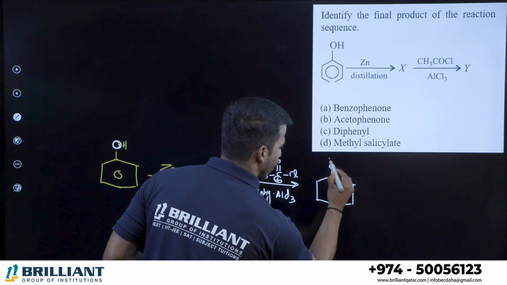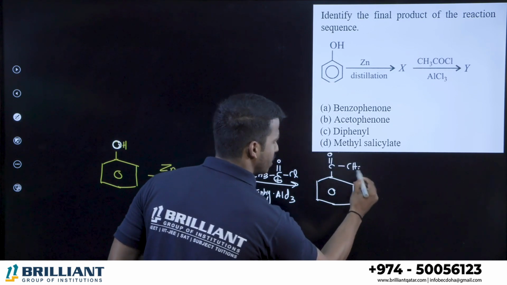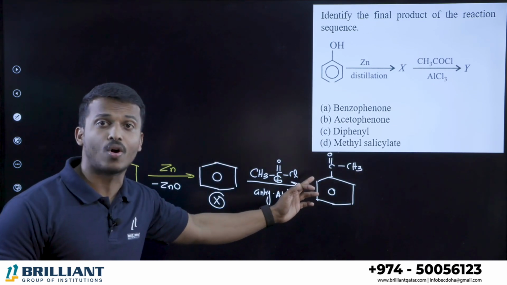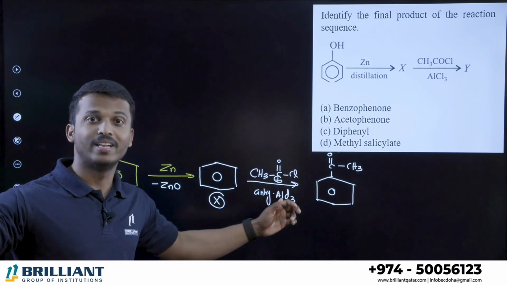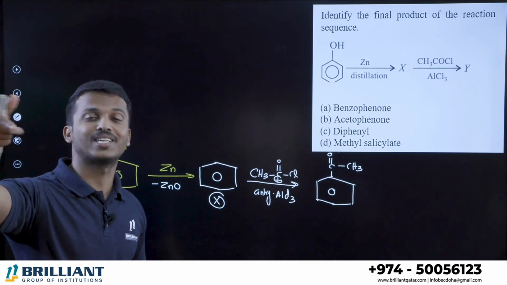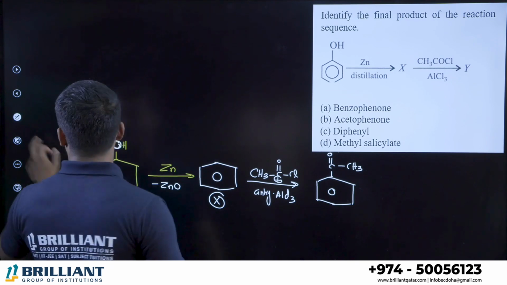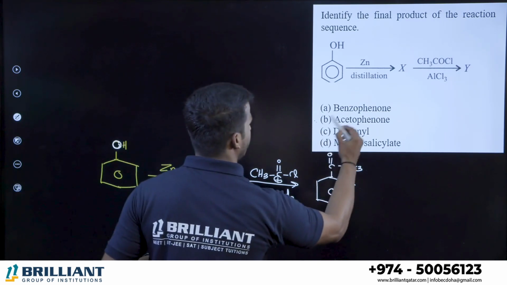Benzene with COCH3. What is benzene with the COCH3 called? Acetophenone. Benzene with the COCH3 is called acetophenone. Correct or not? So what is your answer? Option B is the correct answer.